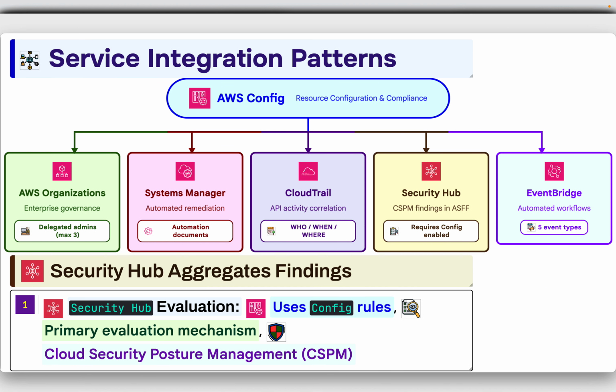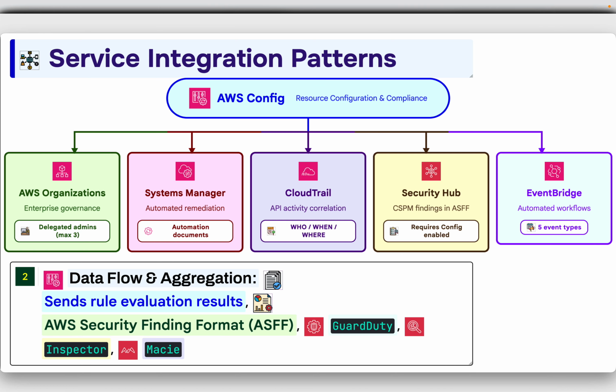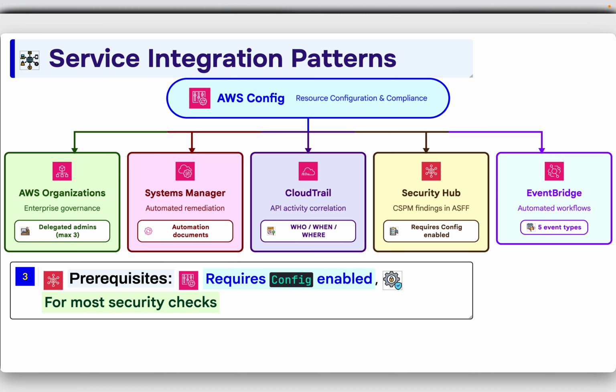Next one is the Security Hub aggregates findings. So Security Hub acts as a primary evaluation mechanism and uses Config rules for cloud security posture management, also known as CSPM. Config will send rules evaluation results to Security Hub in AWS Security Finding Format, shortened to ASFF, which aggregates findings from services like GuardDuty, Inspector, and Macie. And there's some prerequisites. So it requires Config enabled for most security checks.